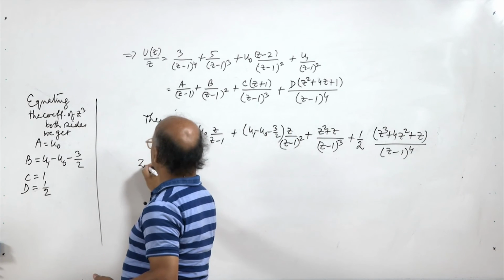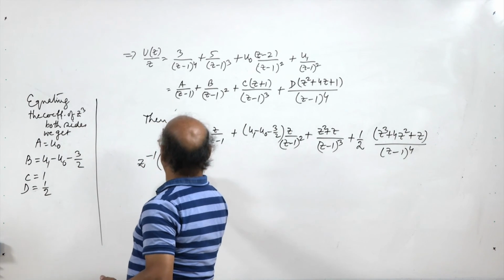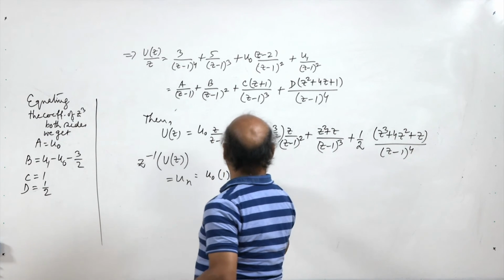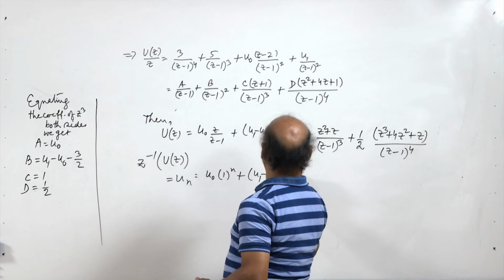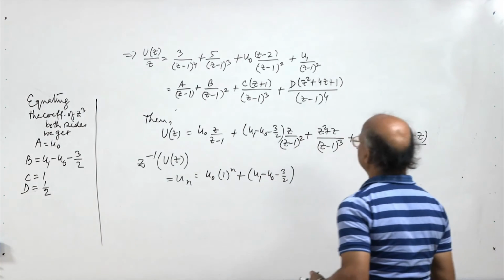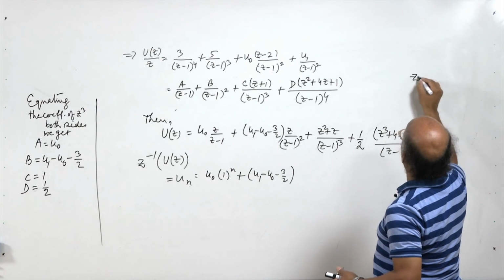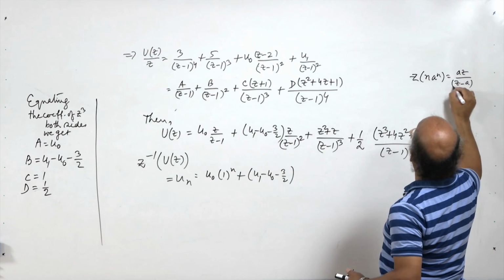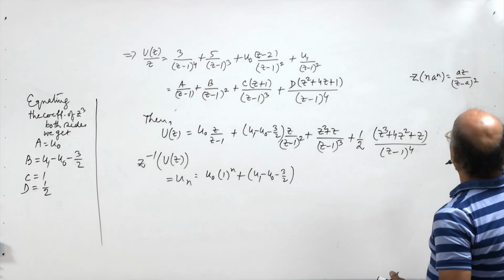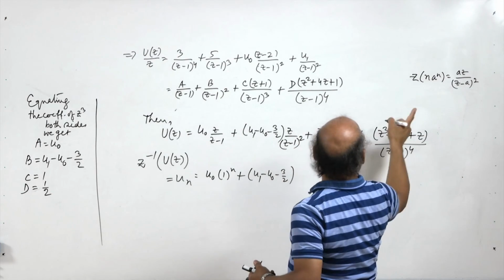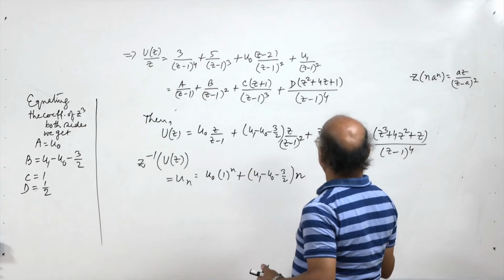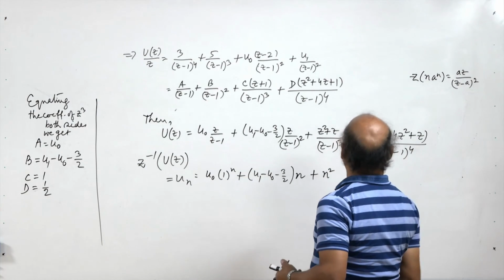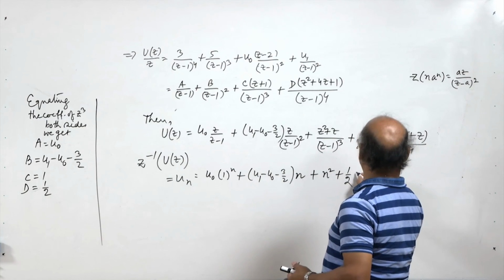Now, take the inverse Z transform. So, Z inverse of u(z), which is the u sequence, will be equal to u naught into 1 to the power n, plus u1 minus u naught minus 3 by 2, and then we get here: Z transform of n into a to the power n is a z over z minus a whole square. So, taking a equal to 1 and then taking the inverse Z transform, the inverse Z transform of z over z minus 1 whole square will be n. So, we get n here, then we get here Z transform of n square. So, we get n square here, and then we get half of n cube.